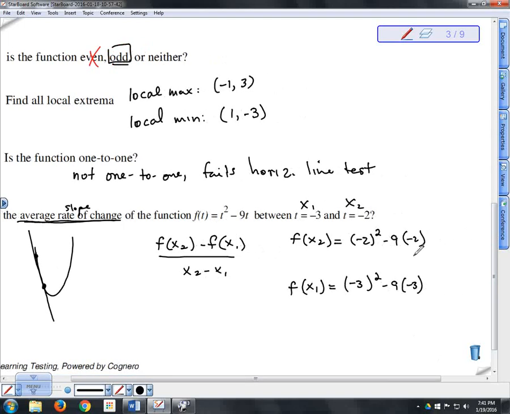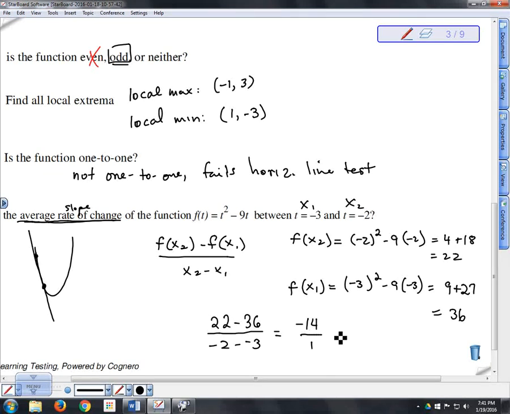So here we get 4 plus 18, and here we get 9 plus 27. So f of x2 minus f of x1 is going to be 22 minus 36, all over x2 minus x1, so that's negative 2 minus negative 3. This becomes negative 14 all over 1, which equals negative 14.